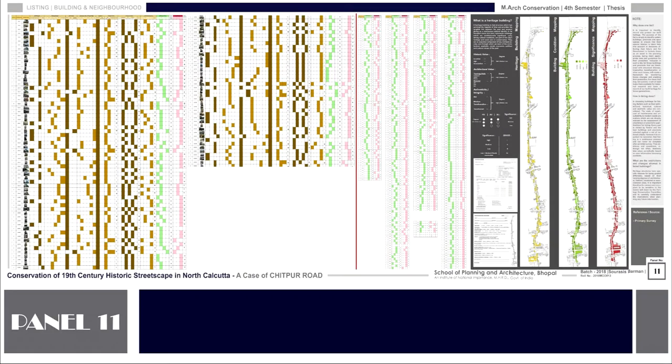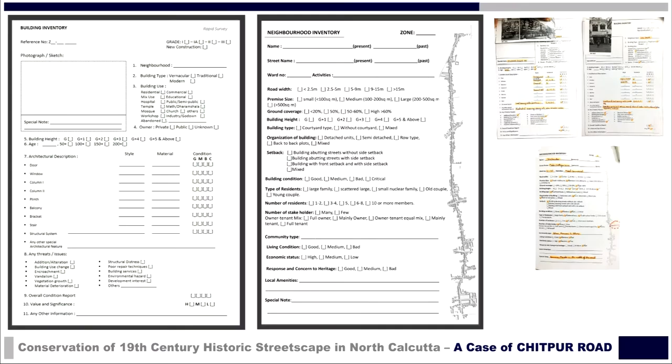Panel 11, building listing and condition assessment. The listing was carried out on the ground with the support of building inventories. 480 plus buildings have been listed covering all 5 zones along with their condition assessment. A neighborhood level listing has also been carried out following the same process.